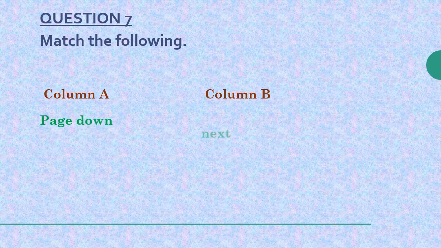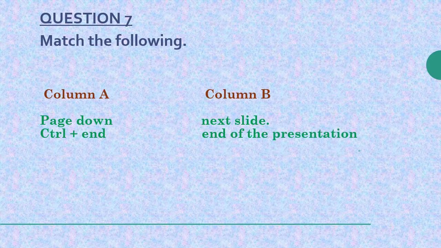Now moving on towards question number 7. Match the following. In this, some of the shortcut keys are given and we are supposed to match those shortcut keys with their functions. The very first one is page down. Page down, the function is moving on towards the next slide. Then control plus end, it moves us towards the end of the presentation.